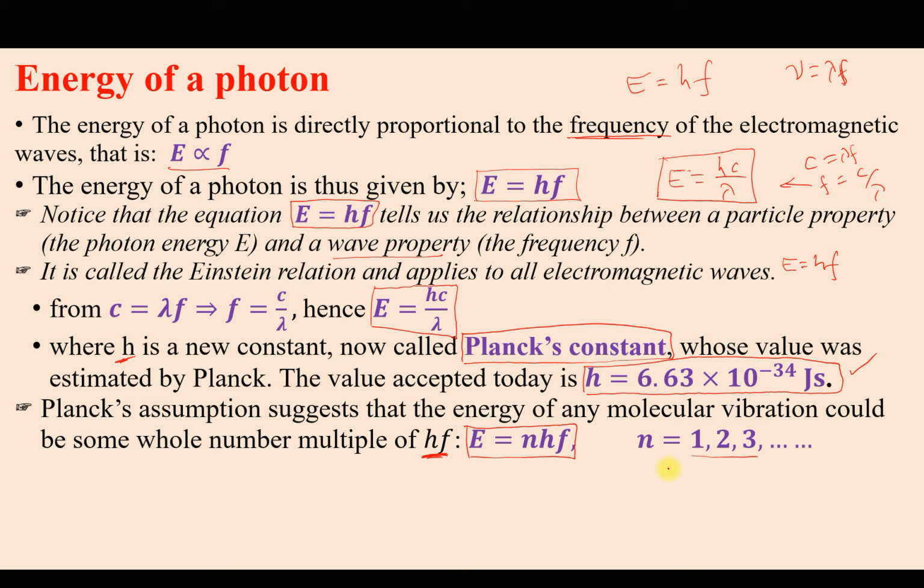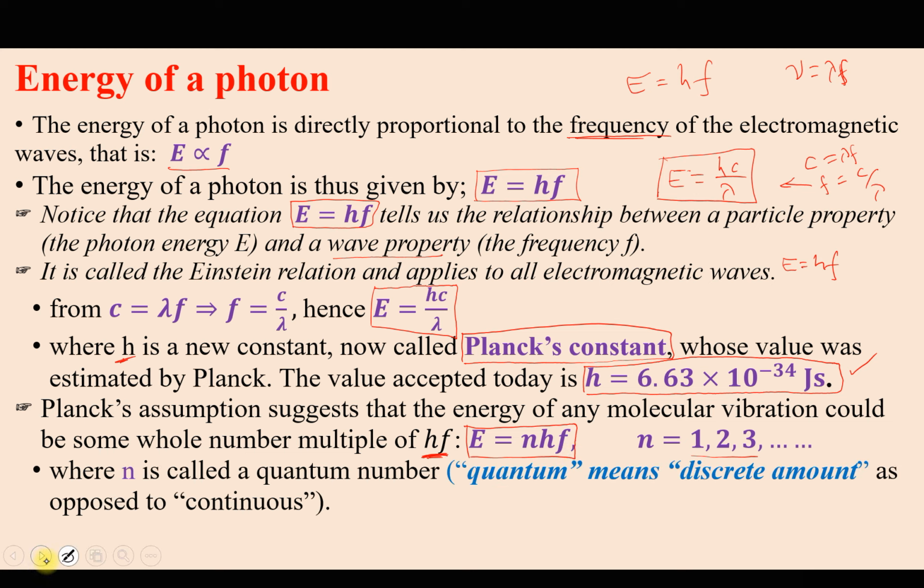So we say energy exists in small amounts, which are multiples of hf, with hf being the energy of a single photon. n is called the quantum number, and remember we have said quantum means a discrete, specific amount, as opposed to continuous. n is called the quantum number.